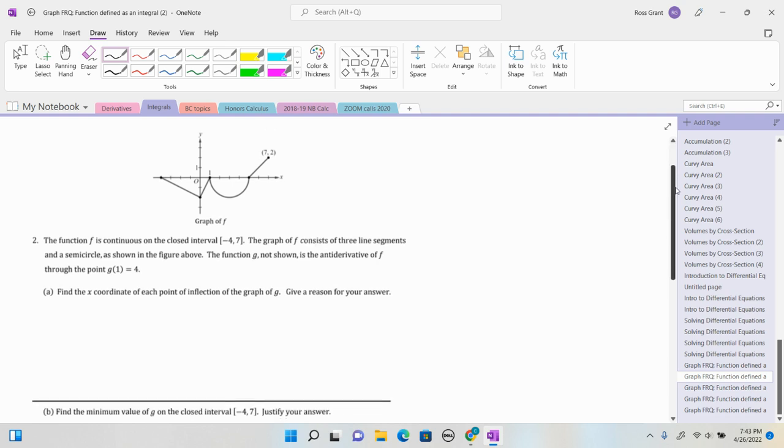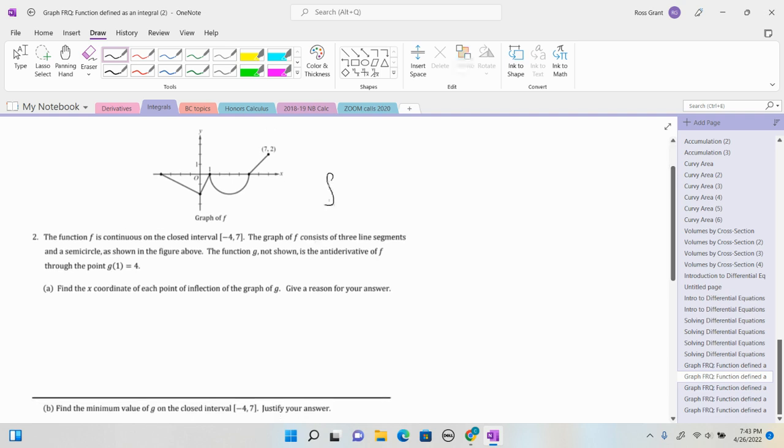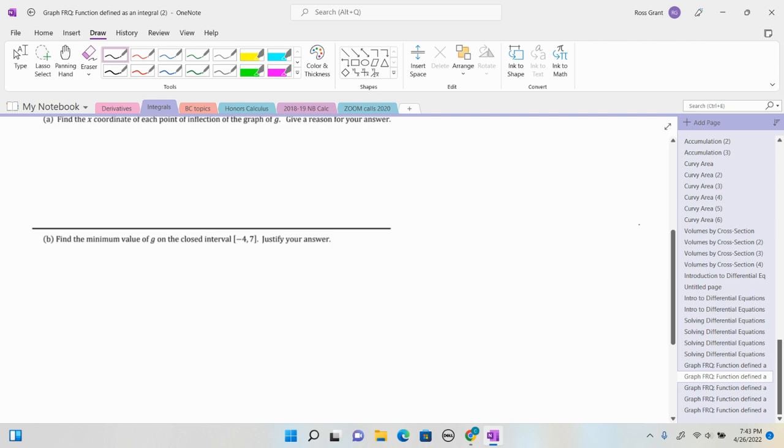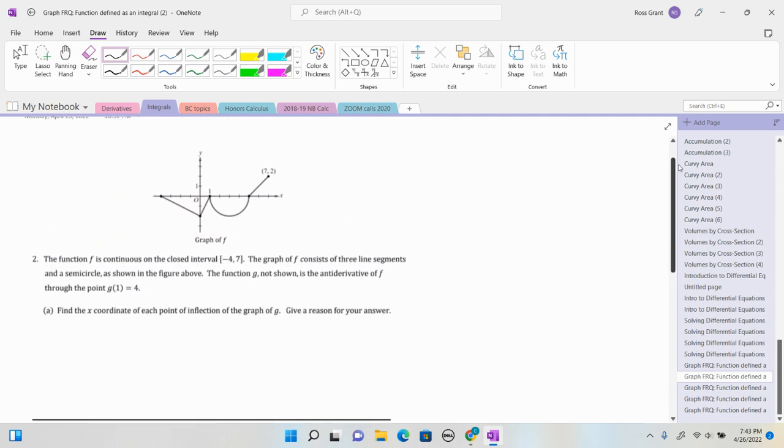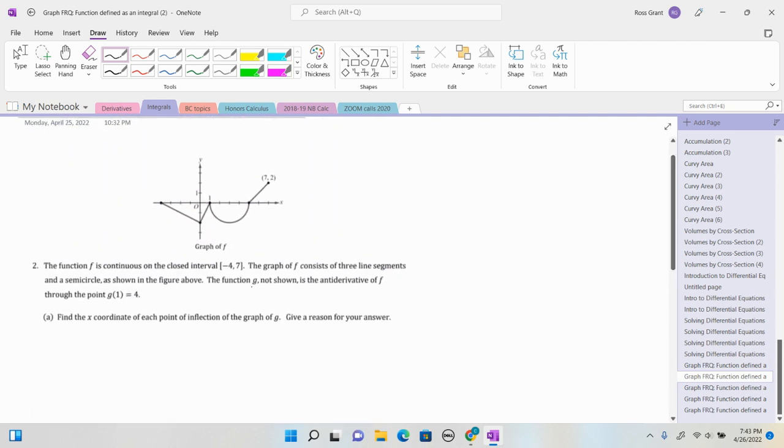This one, they don't really have any notation with like an integral symbol, but what they do instead is they say, the function g, not shown, is the antiderivative of f. So then you have to know, okay, g, our mystery function, is the antiderivative of f, like that. Okay, so let's see what's happening here.